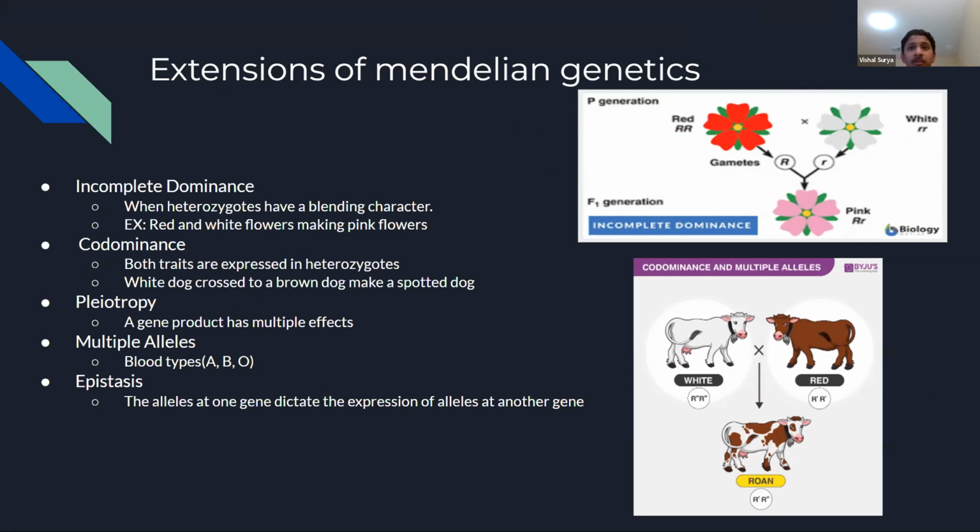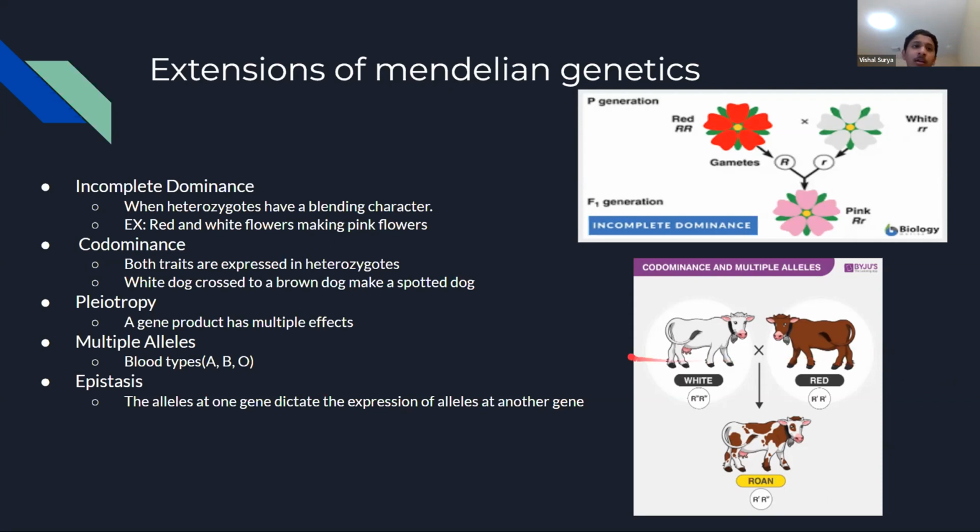Then there's codominance, which shows that both traits are expressed in heterozygotes. Let's say we have a white cow and a brown one. They mate together and produce a spotted cow. This is because both traits are expressed. It's not an intermediate trait, like the pink being expressed. You have the brown one and the white one both showing simultaneously.